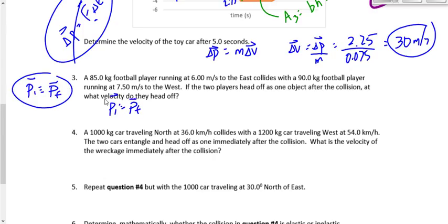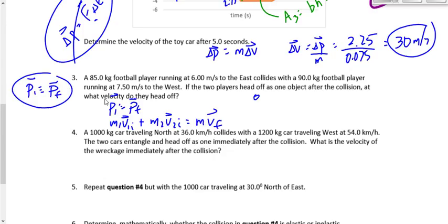We have 2 objects here. We're going to say M1 V1I, the momentum of object 1, plus M2 V2I, the momentum of object 2, equals... Well, afterwards it says they head off as one object, so we're going to make it MVF. If they went as two objects, that would be fine. We just make it M1V1F plus M2V2F. Wouldn't be any harder, it's just one extra term, that's all.